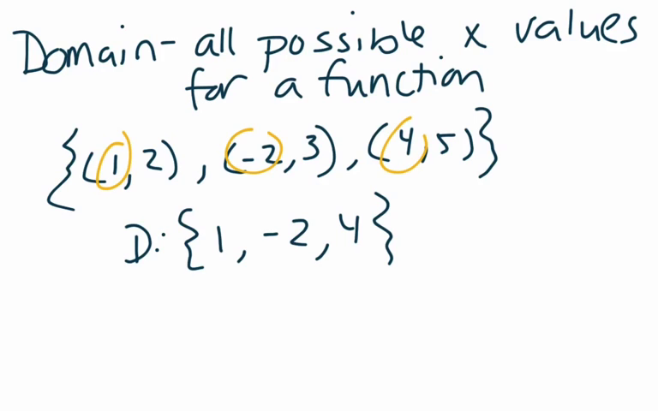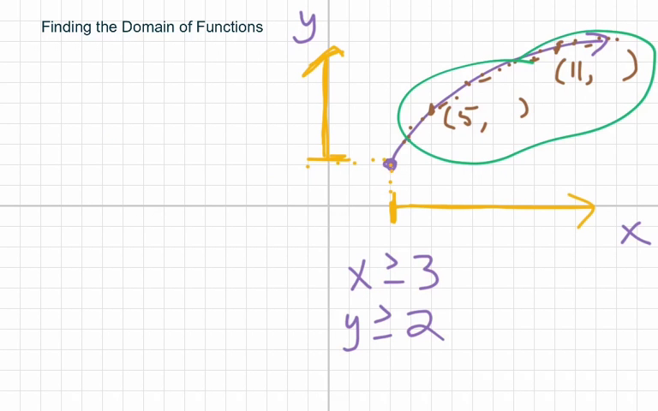And the answer is usually infinite. And so there's no way you could list an infinite number of points and an infinite number of x coordinates, nor would you want to. And so we usually express domain more like this. X could be anything greater than or equal to 3.